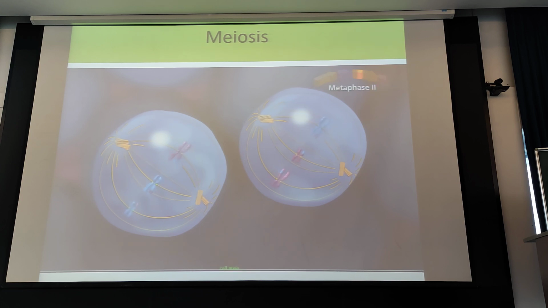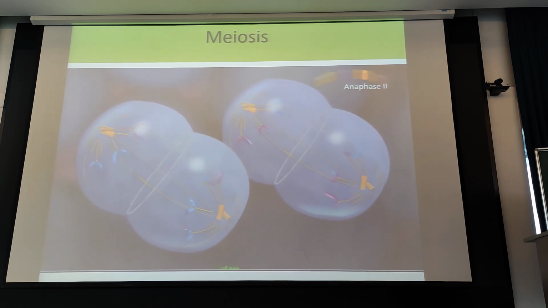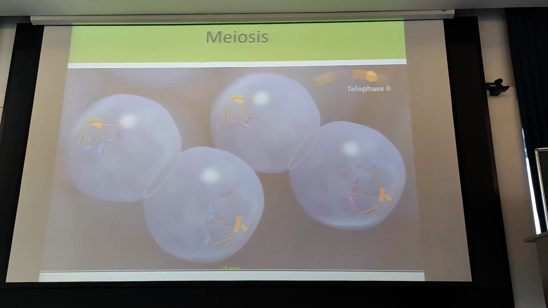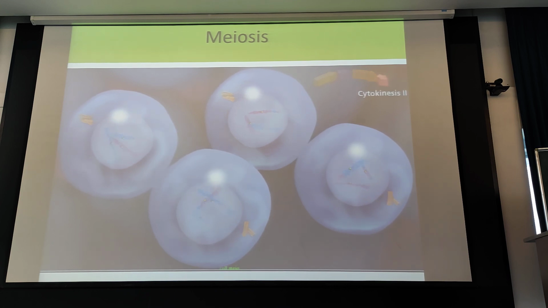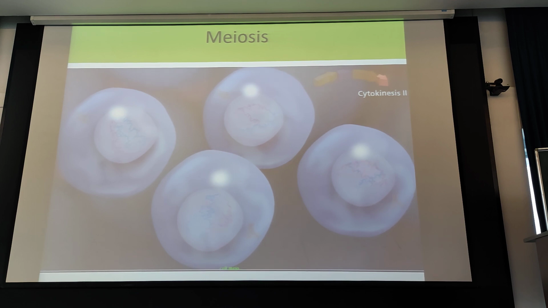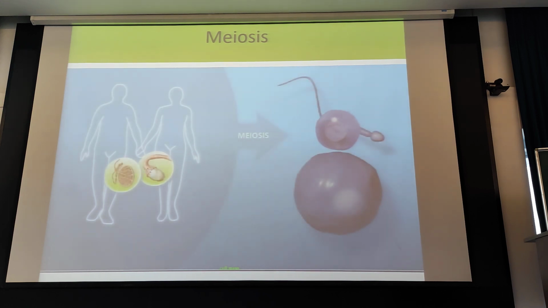The spindle aligns the sister chromatids along the metaphase plate during metaphase 2. During anaphase 2, sister chromatids separate and individual chromosomes move toward the poles. The entire process ends with telophase 2, as the chromosomes decondense and the nuclear envelope reforms. Cytokinesis occurs and cleavage furrows separate the 2 daughter cells into 4 haploid daughter cells. The haploid daughter cells will specialize into gametes, either sperm or egg.